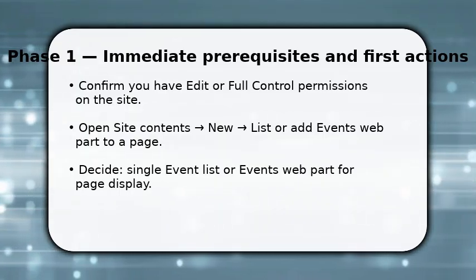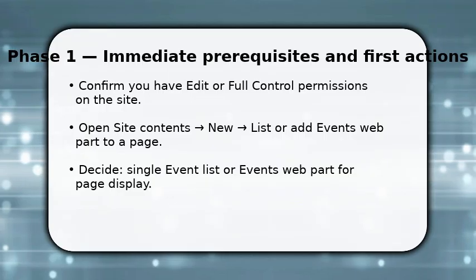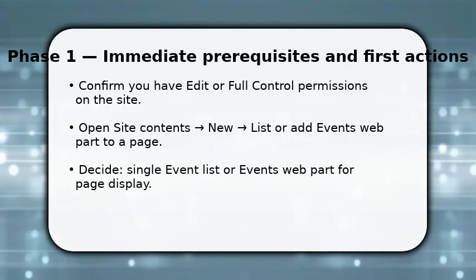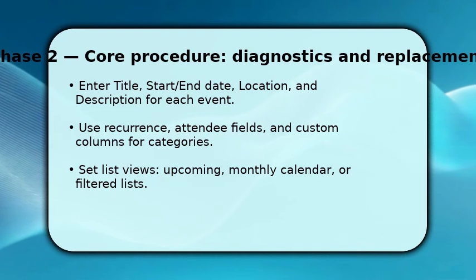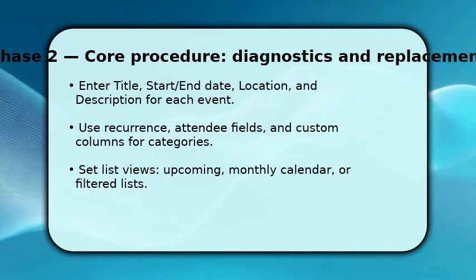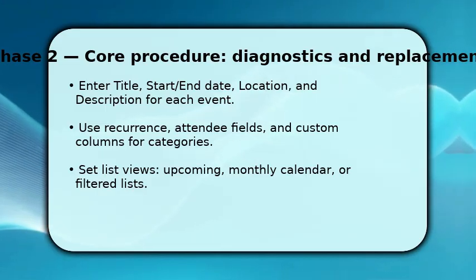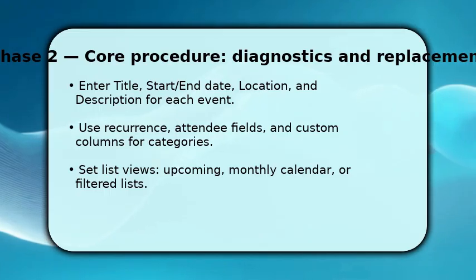Once created, click New to add your first event and enter title, date, and location. Once you've added a basic event, fill in detail fields: start and end times, description, and location. This ensures users know when and where. Use recurrence options for repeating events and add attendee or organizer fields so permissions and notifications work correctly.